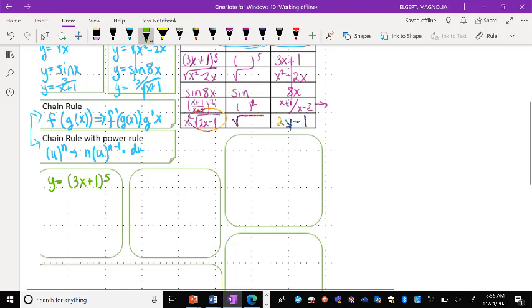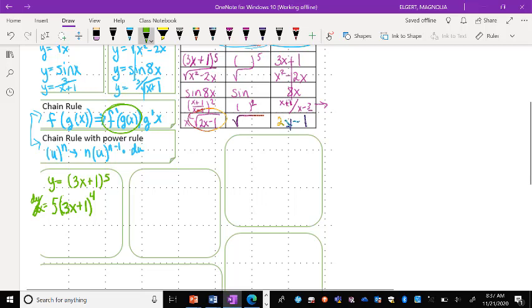So I do the outside function, which is the 5th power. So the derivative of y with respect to x is going to be 5. So that 5 comes in front. I keep the inside, 3x plus 1, and I do my power rule. So that 5 comes in front, and the derivative of that then makes that 4. So that's the first part. I did this part right here.